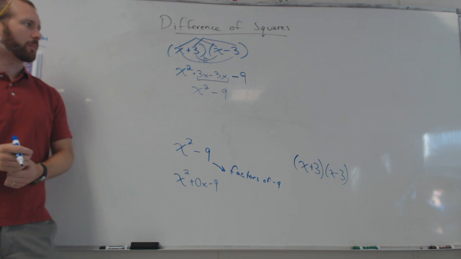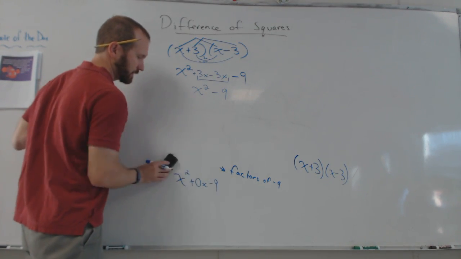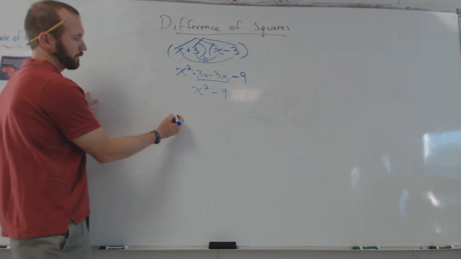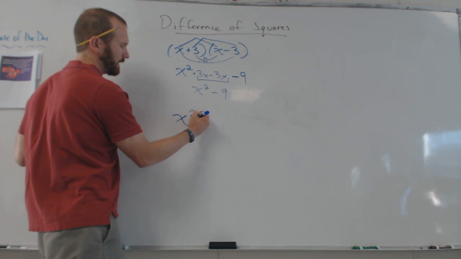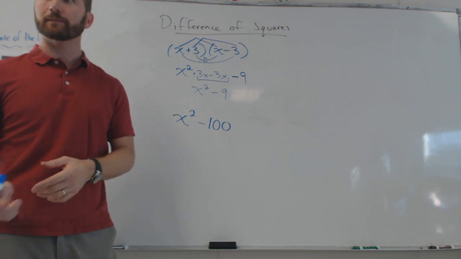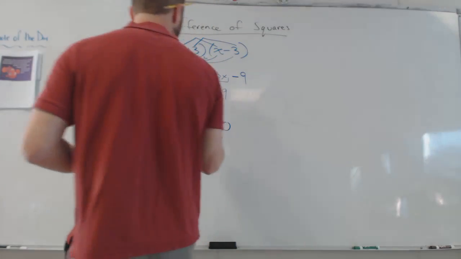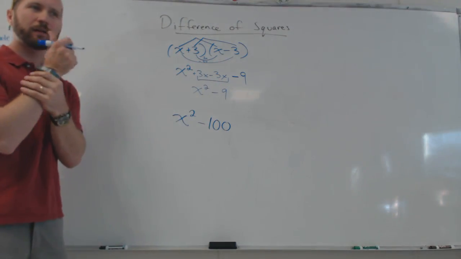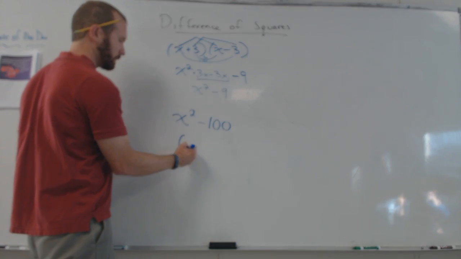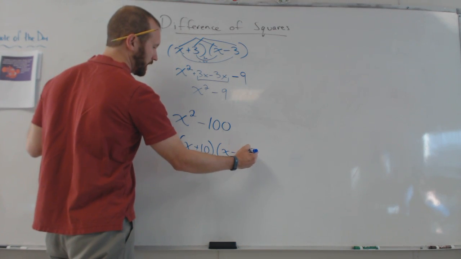Let's do one more example of this. Once you start to get the hang of it, these are really quick. Let's say we had x squared minus 100. Can you factor that? Okay, does 50 times 50 equal 100? 10 and 10 do though, right? Good, so x plus 10 and x minus 10.